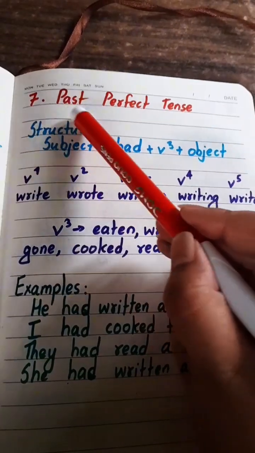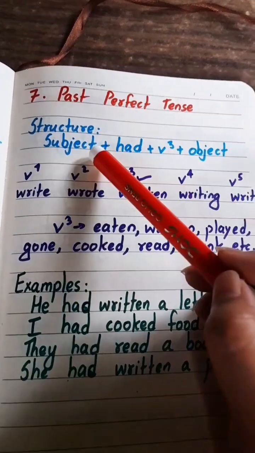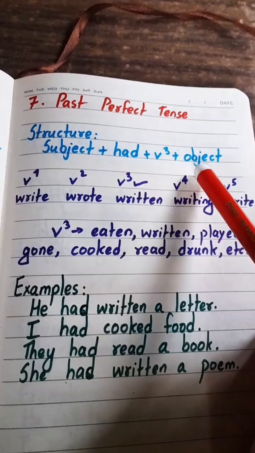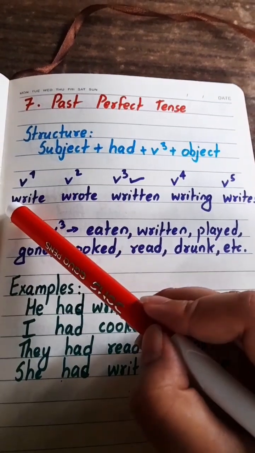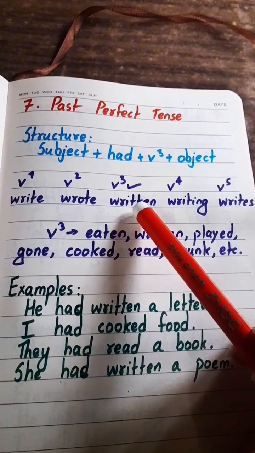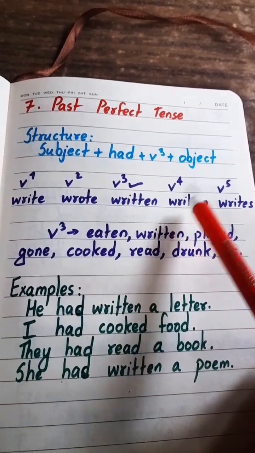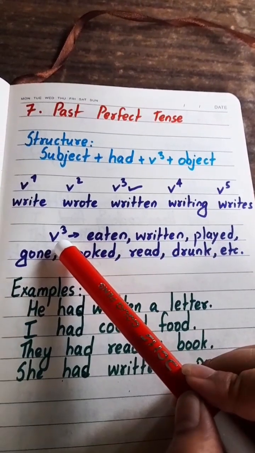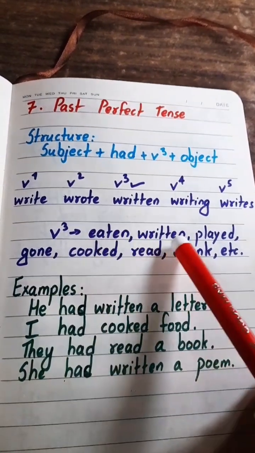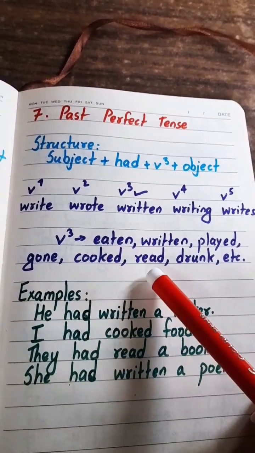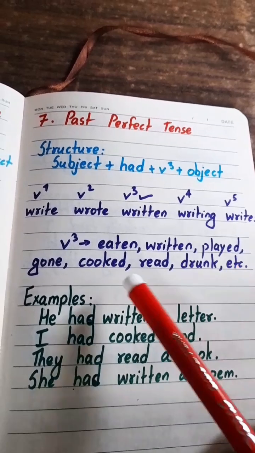Number 7, past perfect tense. Structure: subject plus had plus verb 3 plus object. So write is verb 1, wrote is verb 2, written is verb 3, writing is verb 4, writes is verb 5. Likewise, some other examples of verb 3 are eaten, written, played, gone, cooked, read, drunk, etc.